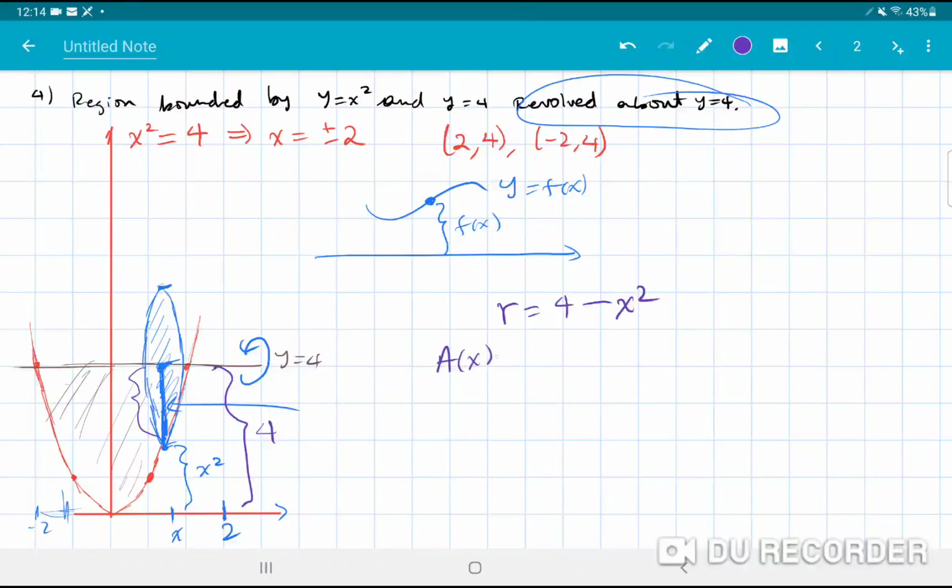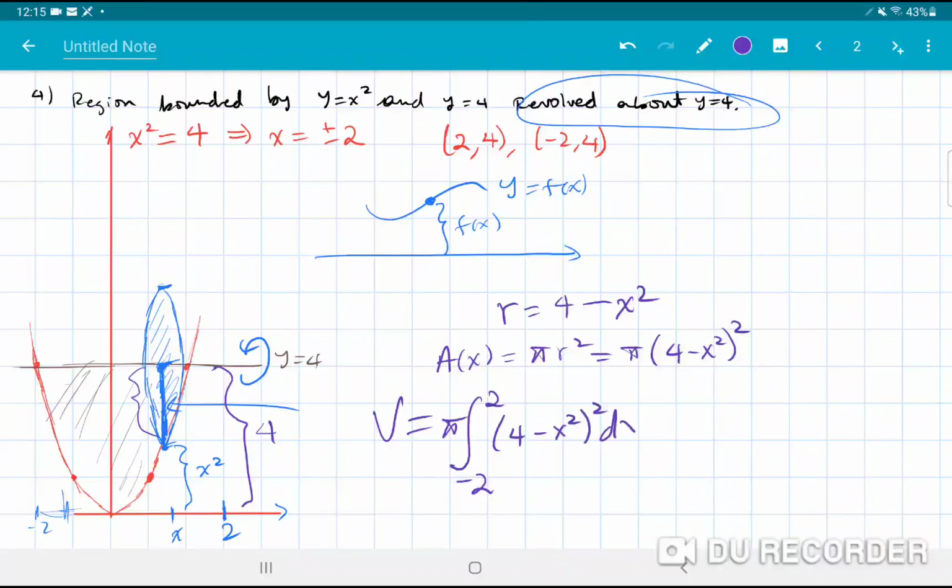So the area function is simply pi r squared. This is pi times 4 minus x squared, quantity squared. So the volume is the integral from -2 to 2 of pi times 4 minus x squared, quantity squared, dx. You need to FOIL this and then integrate and put in 2 and -2, and take the difference. I'll just give you the final answer, which comes out to be 512 over 15 pi, and that's the final answer.